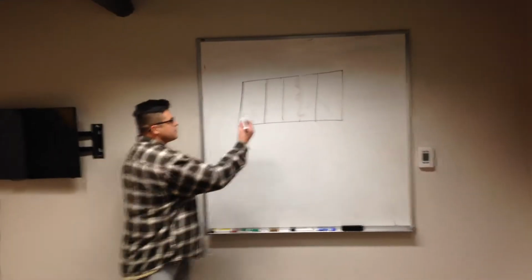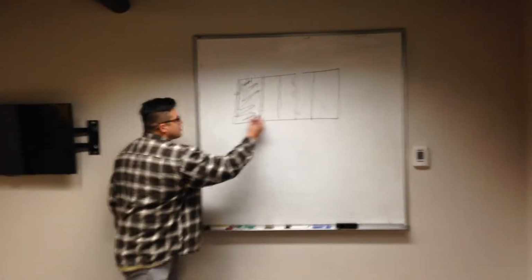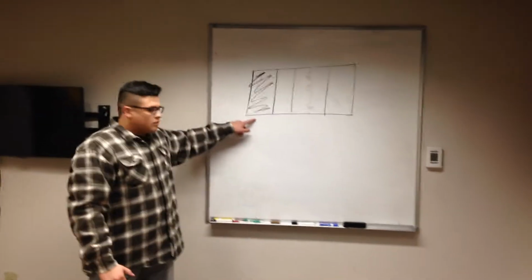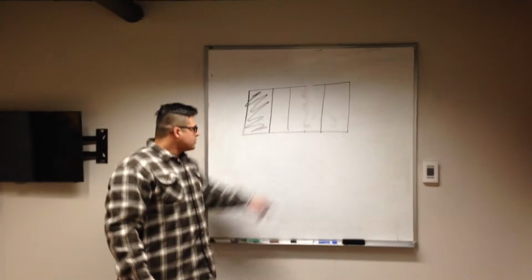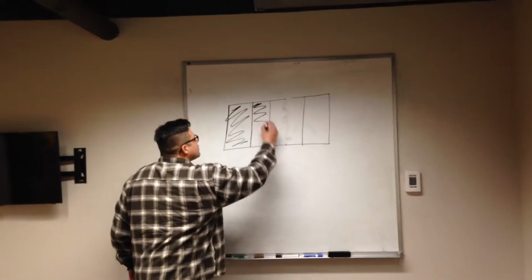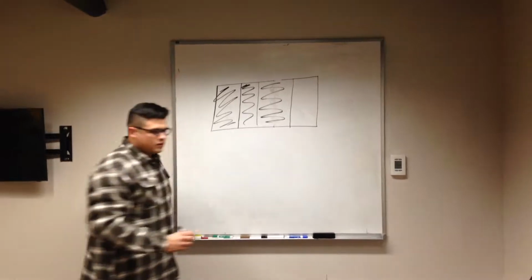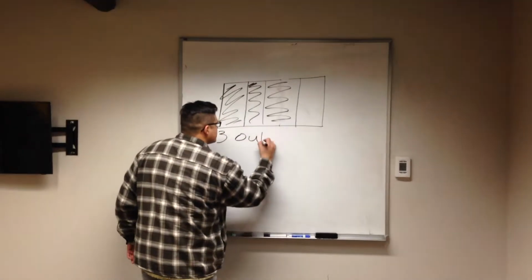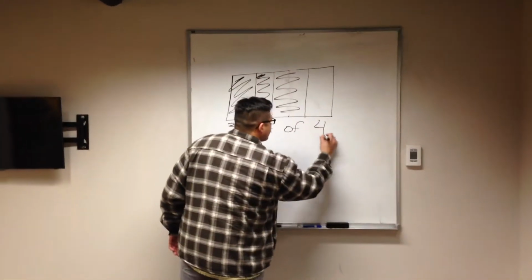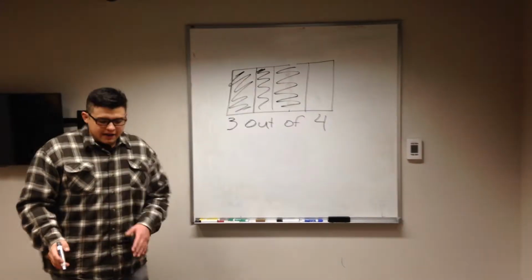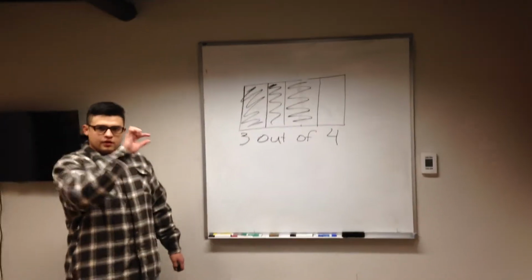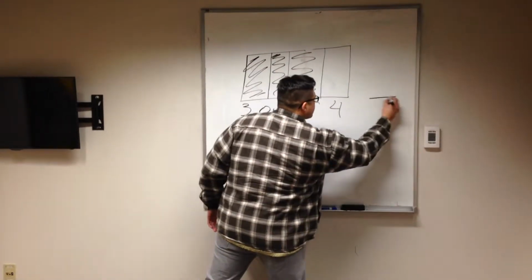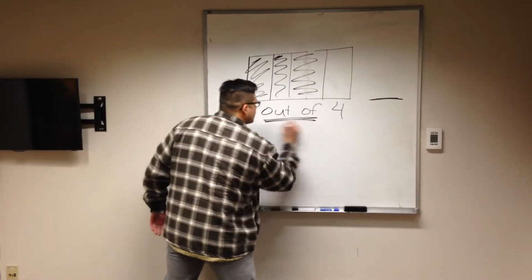So if I'm going to shade, how many is shaded out of 4? 1. 1 out of 4. So if I have this, this is 3 out of 4, we'll write that 3 out of 4. Now if we're going to write it in fraction form, we're going to write it with a line, the number, line, number. And we're going to pretend our line here means out of.